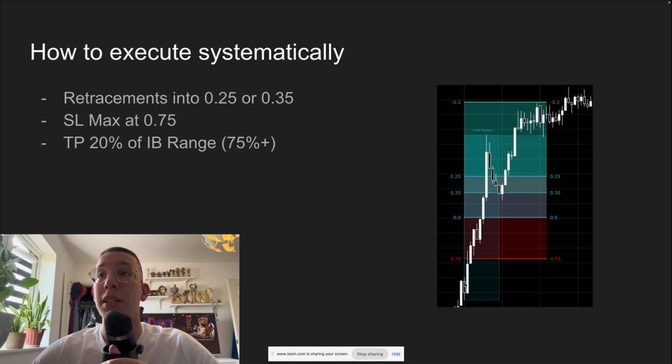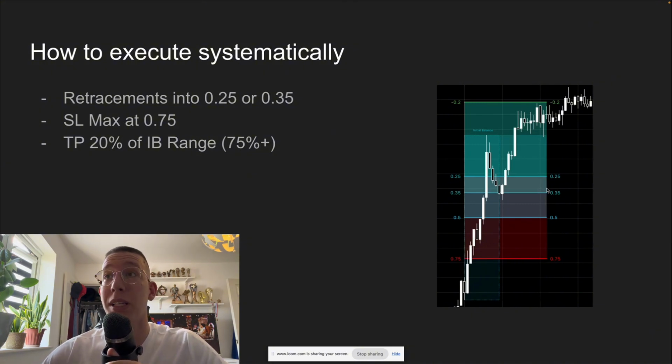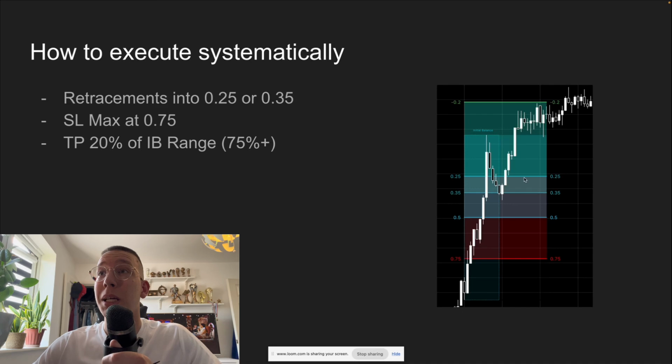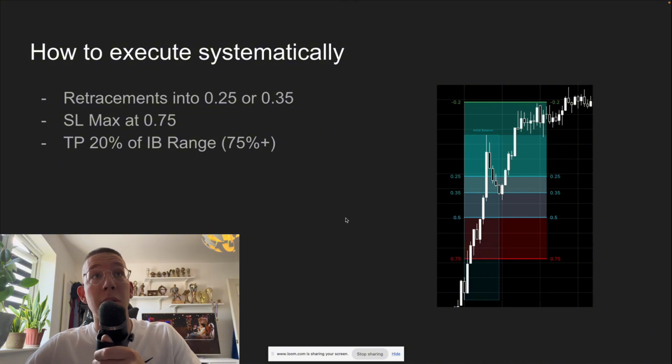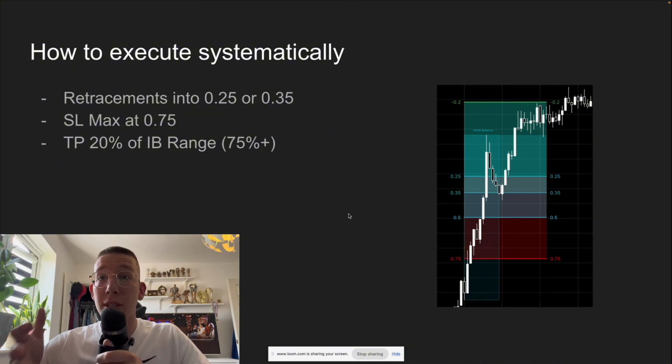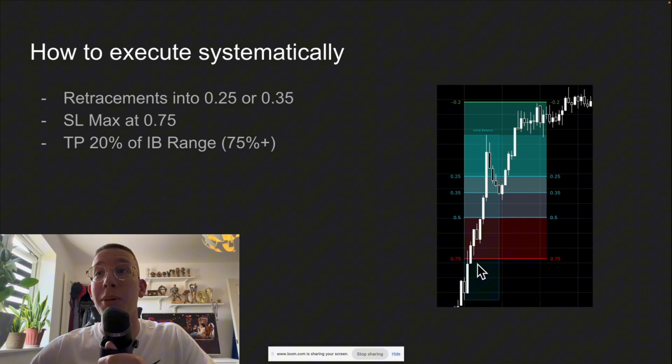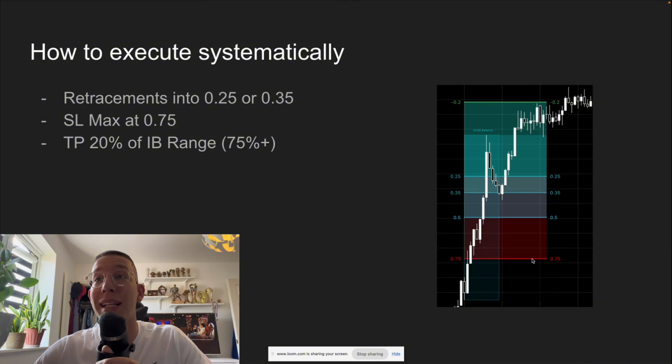If it's actually a bigger zone, you want to hope for a less of a retrace. If it's like a tighter zone, you can enter at even half the IB in between the 0.35, 0.5 zone. However, your maximum stop loss should always be 0.75. You don't need to put it right at the bottom, because if it does come to this level, there's a high probability that it will come down to here. Anywhere in this red zone as well is fine, I found.